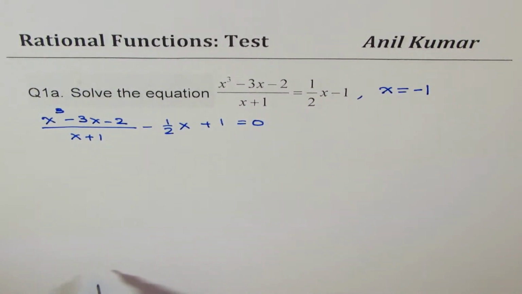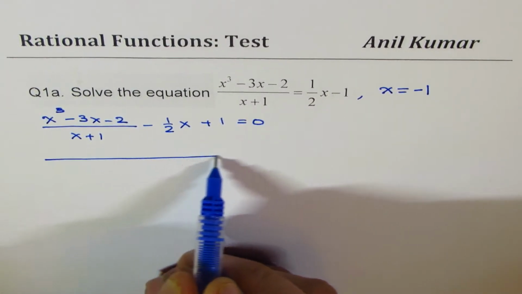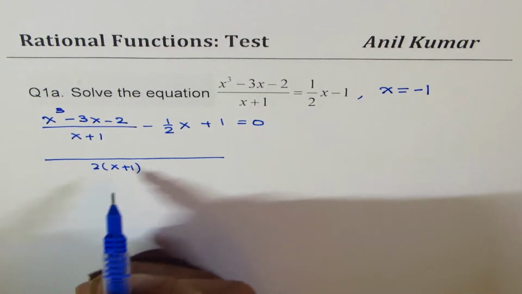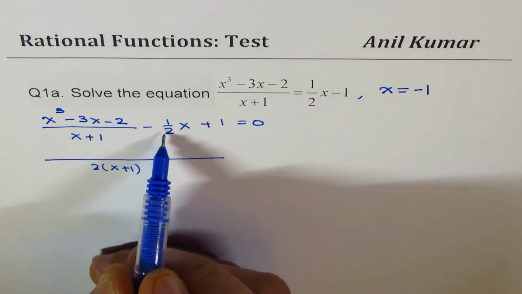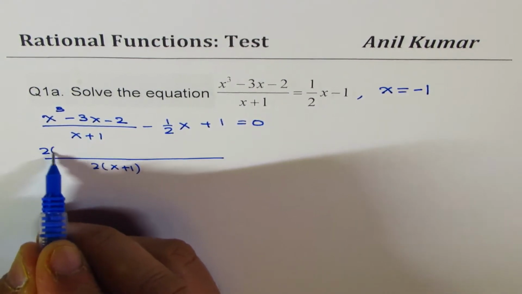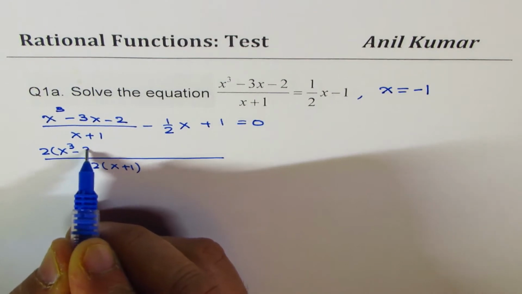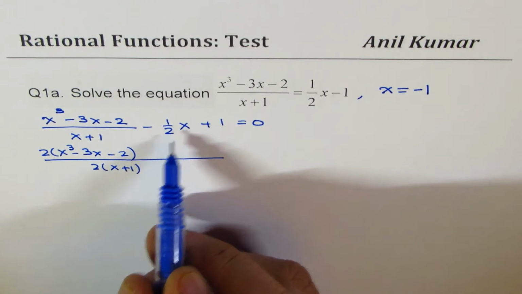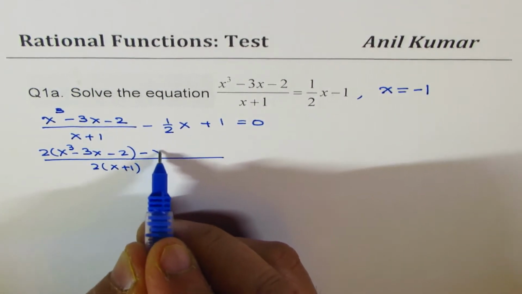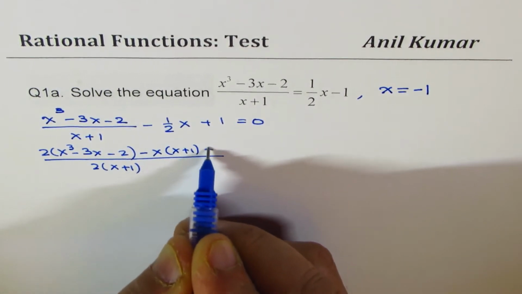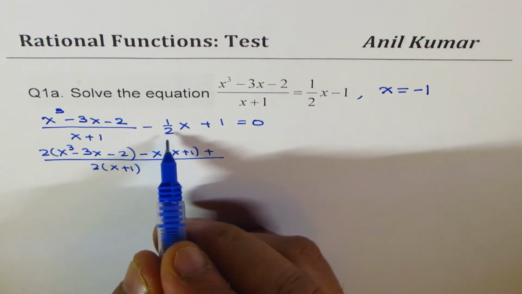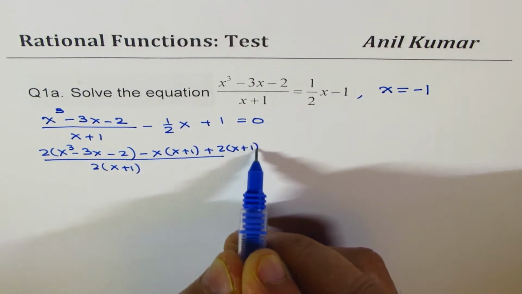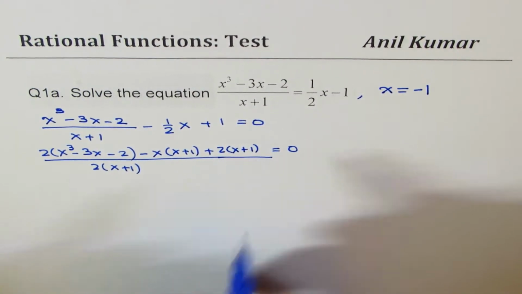Now we can have a common denominator of 2 times (x plus 1). So we have 2 times (x plus 1). This term here gets multiplied by 2, so we get 2 times (x cubed minus 3x minus 2). And this term gets multiplied by (x plus 1), so we have minus x times (x plus 1), plus 1 also gets multiplied by 2 times (x plus 1). So we have 2 times (x plus 1) equals 0.